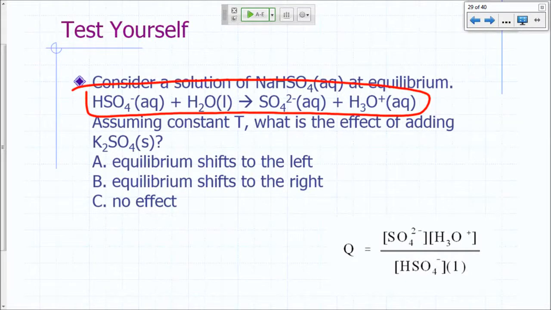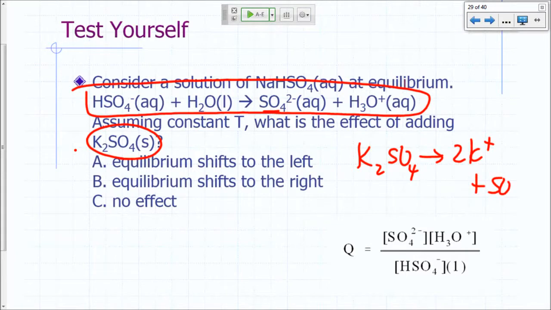HSO4⁻, bisulfate ion, plus water gives you sulfate plus H3O⁺. Assuming constant temperature, what would happen if I add potassium sulfate? What do we know about potassium sulfate in water? It gives you potassium ions and sulfate ions. So if I have more sulfate ions, look at my Q right here.